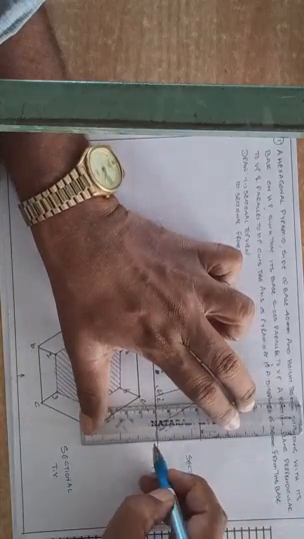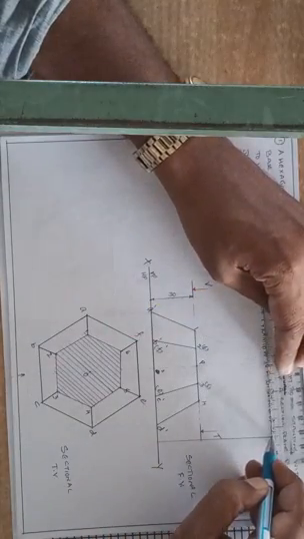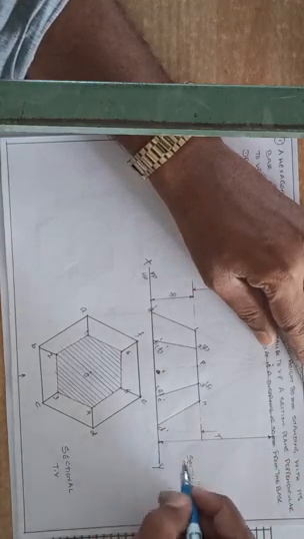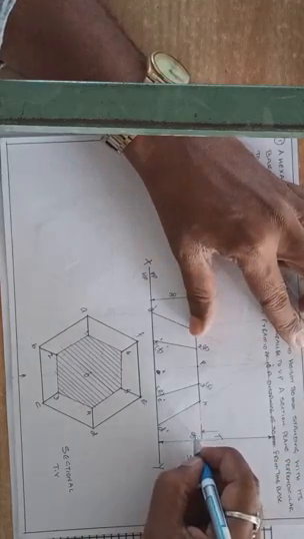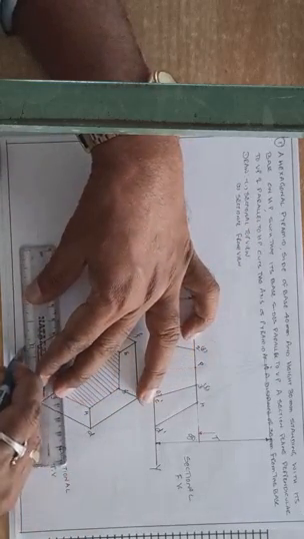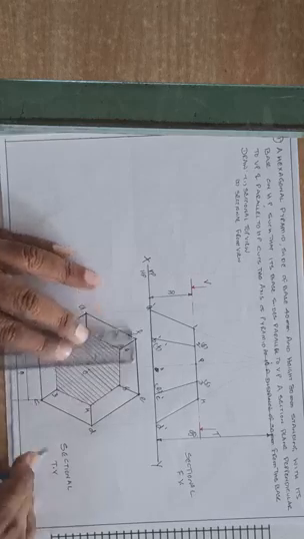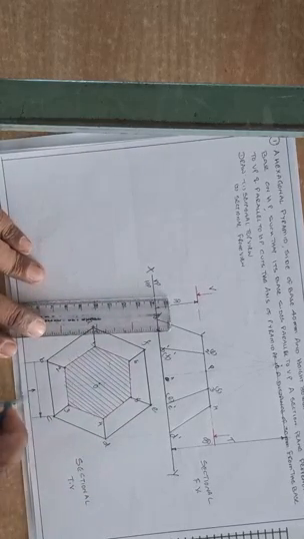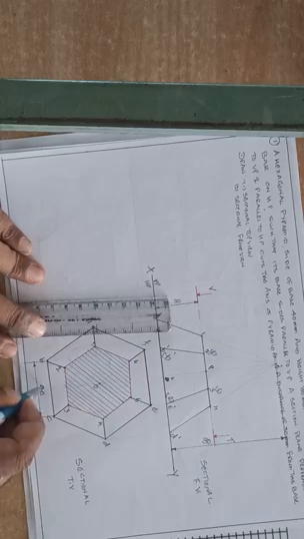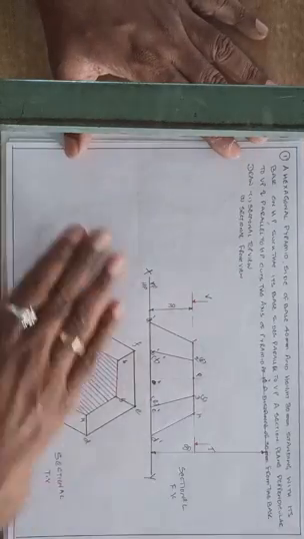Then what is the height? How much height is it? 80 mm. 80 mm is the height. And what is the side of the base? How much do you have to take? 40 mm. So that's it. So that's the hexagonal pyramid.